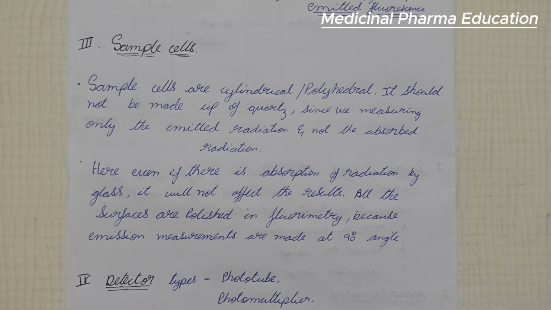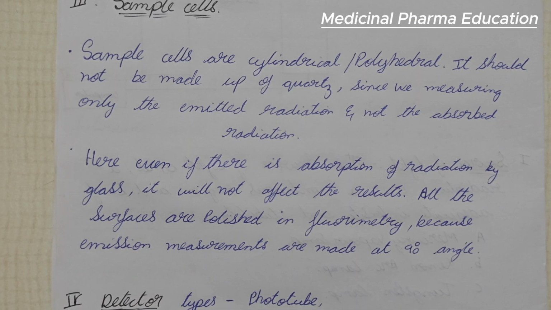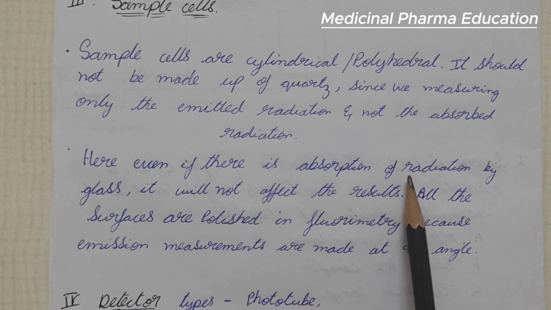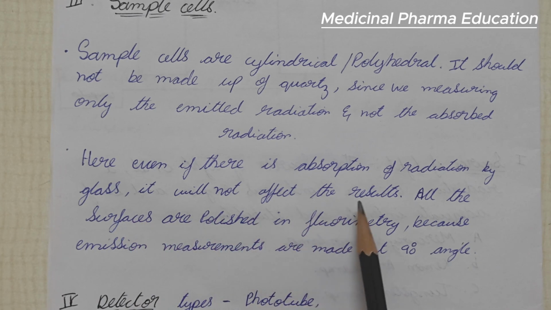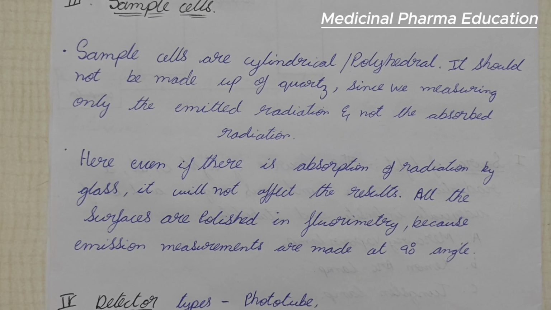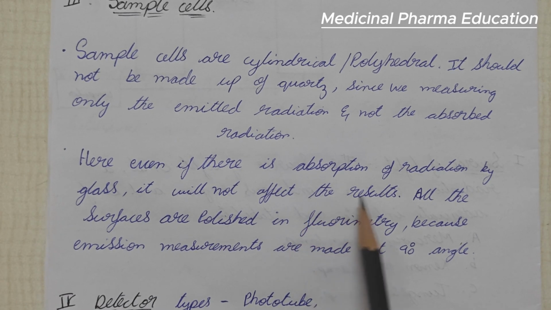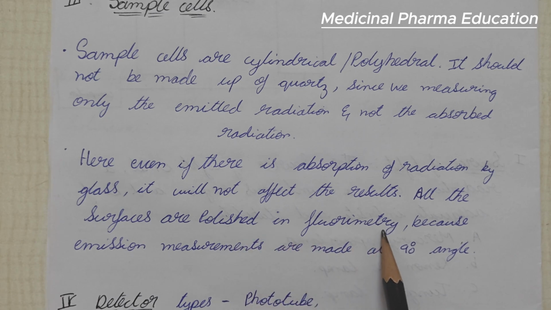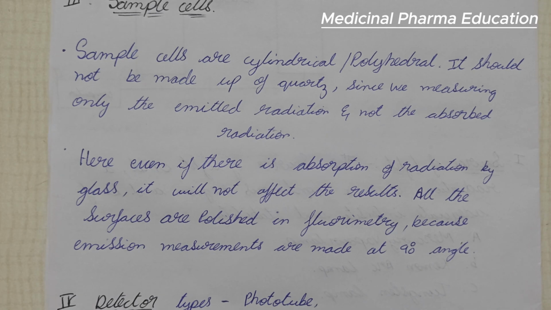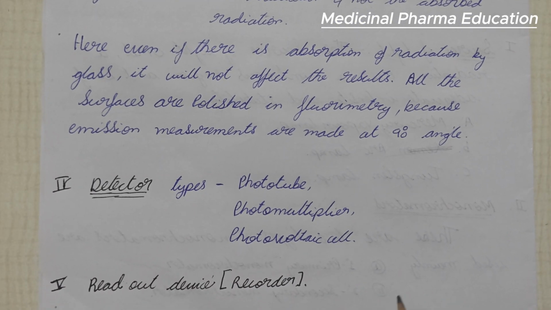Okay, next. Even if there is an absorption of radiation by the glass, it should not affect the result. If the absorption cannot be prevented, it should not affect the result. And all the surfaces are polished in fluorimetry, because emission measurements are made at a 90 degree angle. I have already told you, right, the emission measurements are made at only a 90 degree angle, so the surfaces are polished.